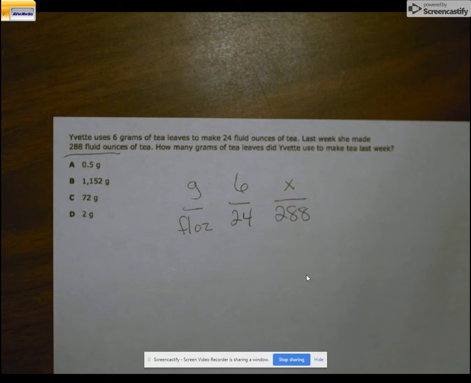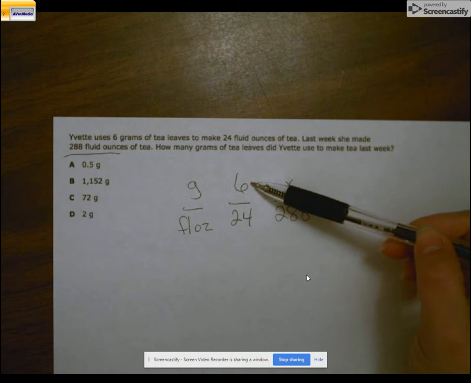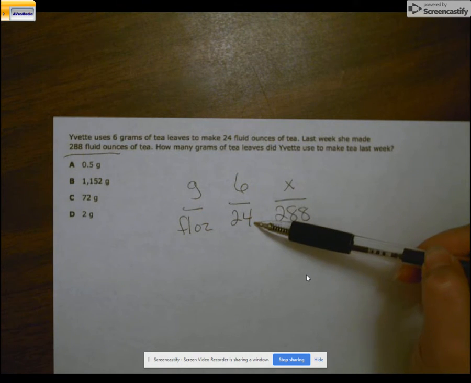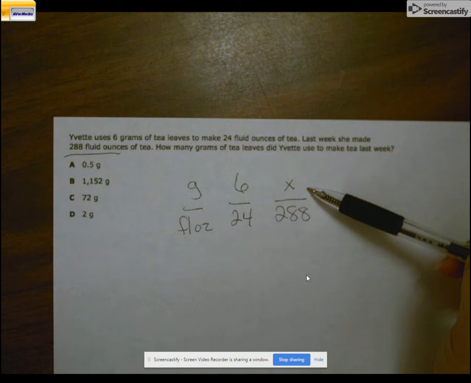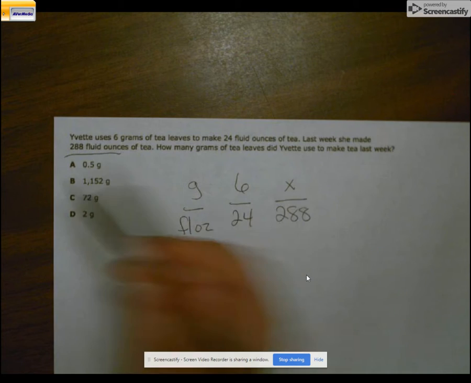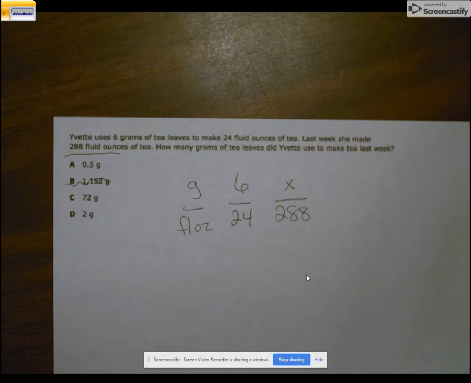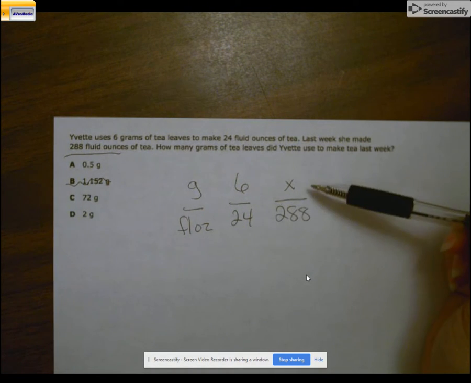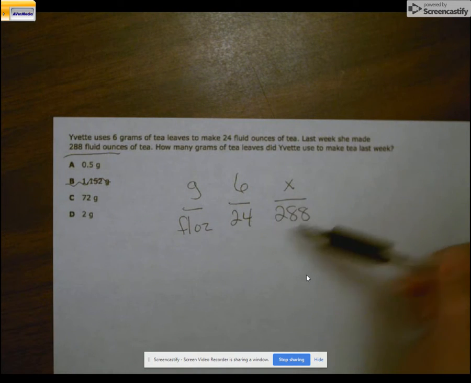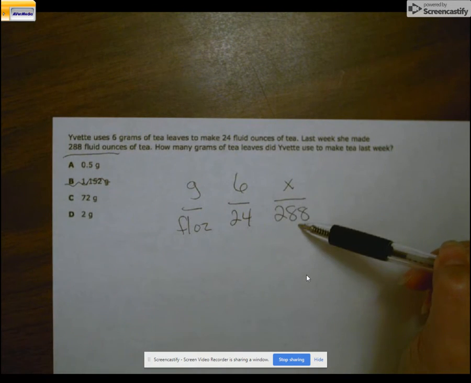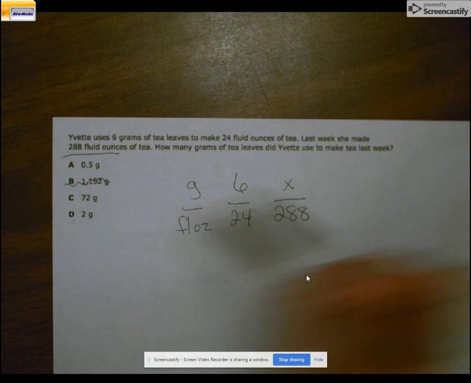Okay, again, I'm going to use some logic to get rid of some answer choices. I notice 6 over 24. 24 is larger than 6. So 288 has to be larger than whenever it goes here. So that eliminates this one. That's too big. 2 also would be way too small because this is getting larger. 24 to 288 is getting bigger. So this would need to be getting bigger.